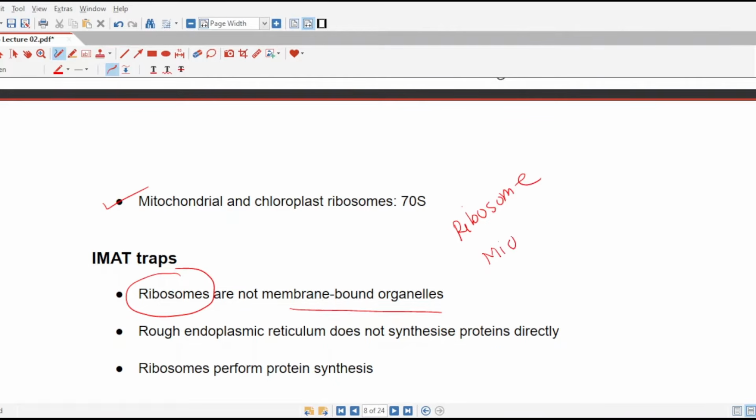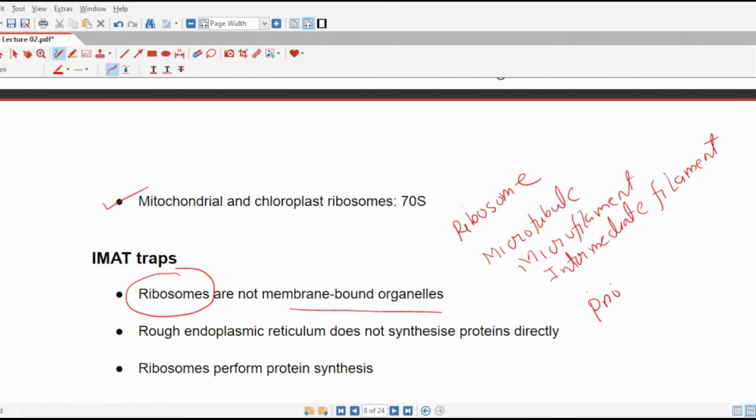Then there's microtubule, microfilament, or intermediate filament. Also, you can say proteasome. And the second IMAT trap is that rough endoplasmic reticulum does not synthesize proteins directly. Okay. That means rough endoplasmic reticulum takes the help of ribosome to make proteins. And the third statement, ribosome performs protein synthesis. So don't forget these 3 take-home messages.